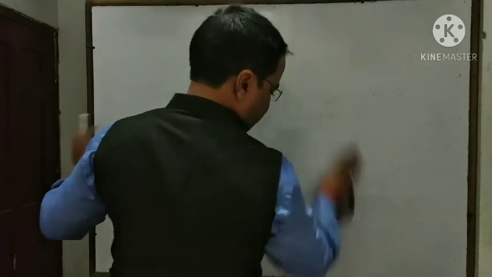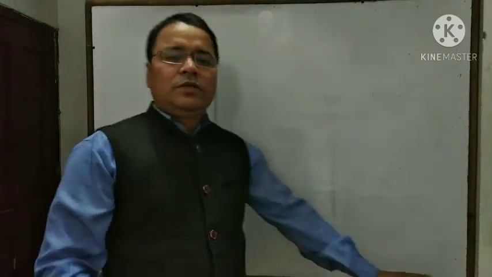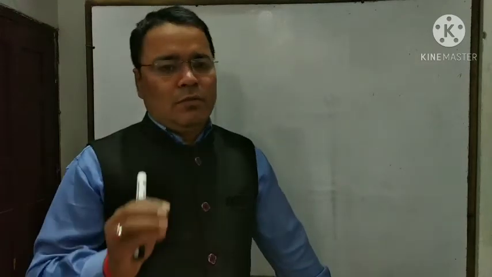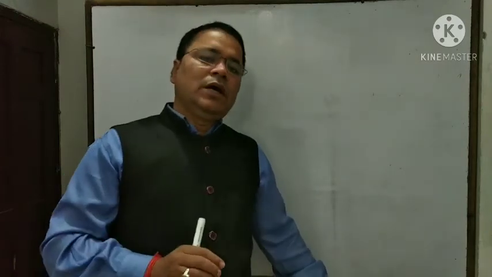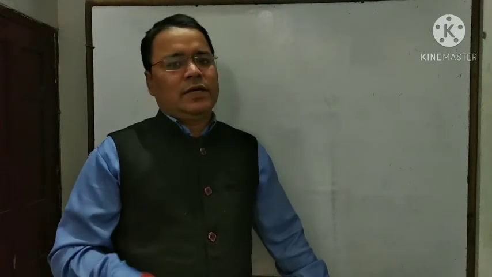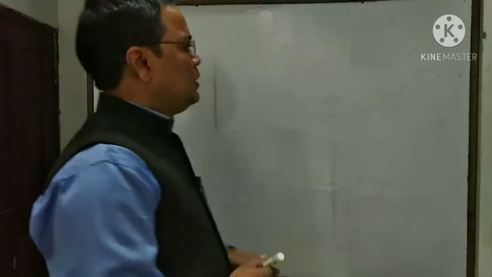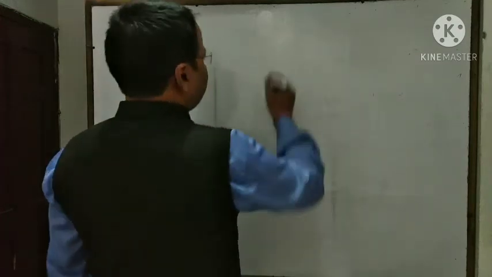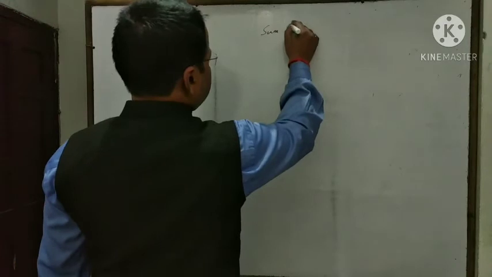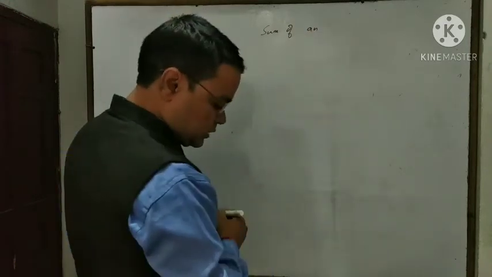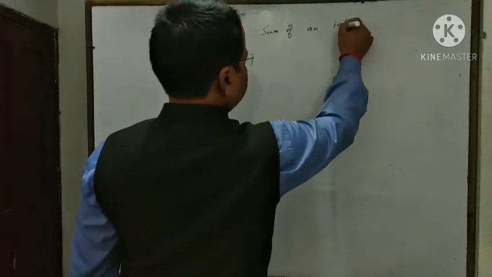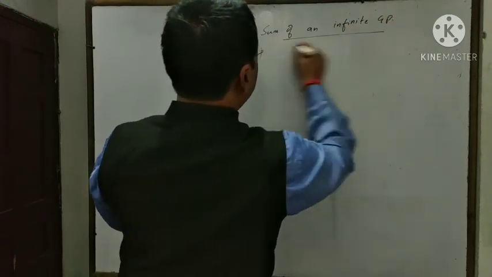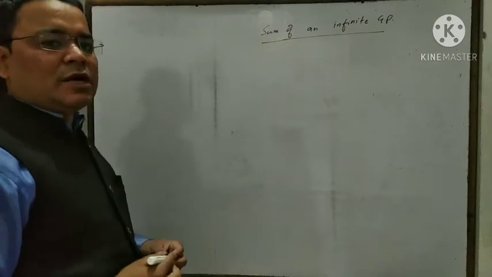Now, we will discuss the next topic, that is sum of an infinite GP. You know, this is the formula for the finite GP, for which we can count the number of terms. But if the number of terms is not countable, then that is a part of the infinite GP. So sum of an infinite GP we will discuss now. Infinite GP means the number of terms is not countable.